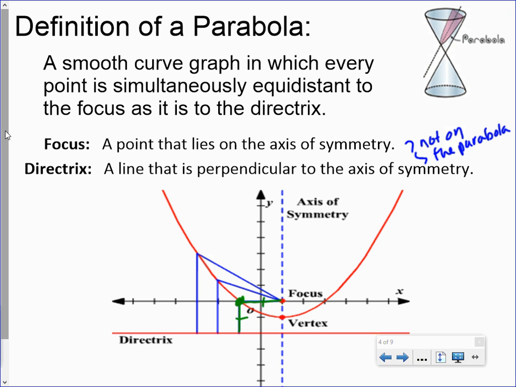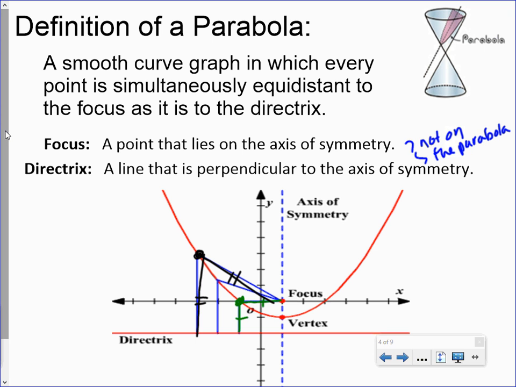If I pick a different point somewhere else on the parabola, suppose I pick this point up here, if I measure to the focus and I measure to the directrix, then these two are congruent to each other. They may be longer than my previous distance, but these two are always the same. Okay, so that's the geometric definition of the parabola.